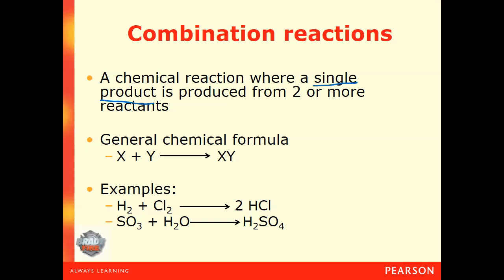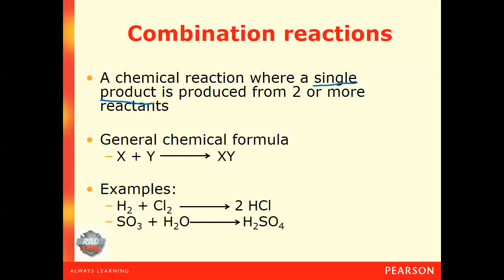So in general, we are going to have some combination of reactants coming together to make this one single product. Now, what those reactants are can vary a lot, as shown by our examples here. In the first one, we've got elements, hydrogen and chlorine, turning into hydrogen chloride gas. In that example, both of the reactants are elemental.